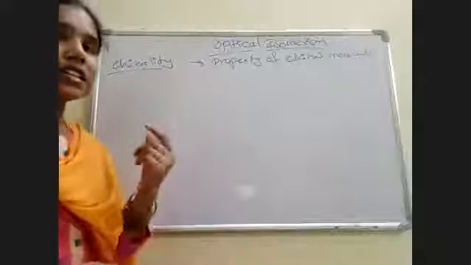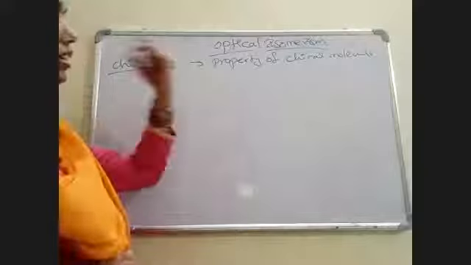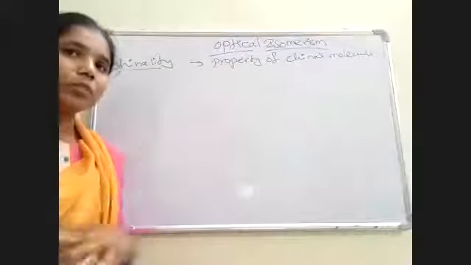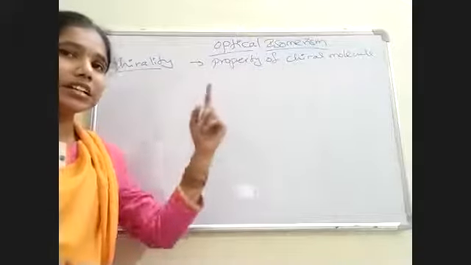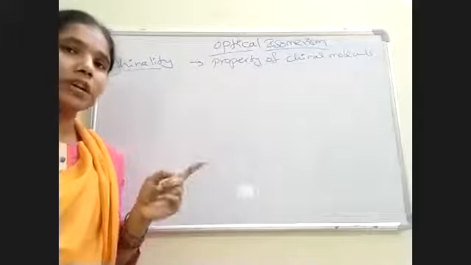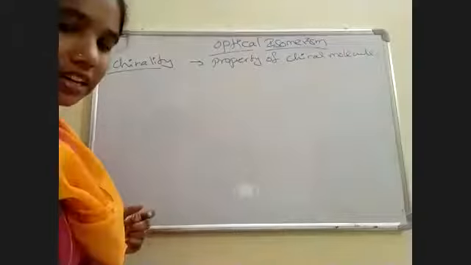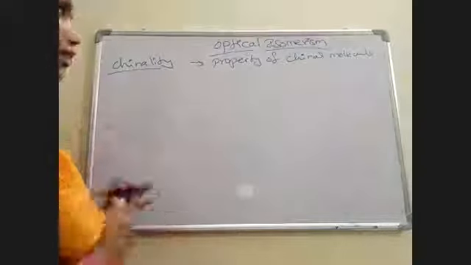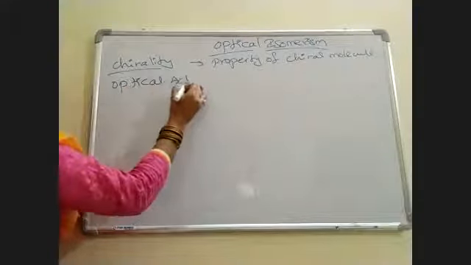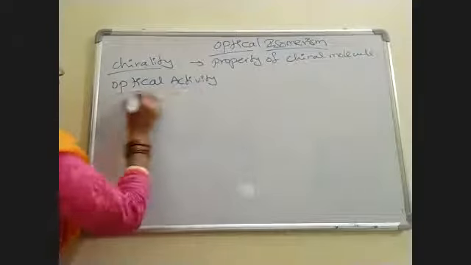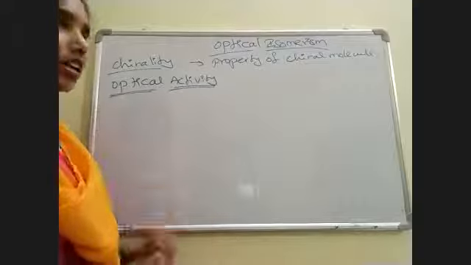So chirality is a sufficient condition for showing optical activity. It is a property of a chiral molecule, and a chiral molecule should possess one chiral center in it. A chiral center is an sp3 carbon atom having 4 different groups attached to it. Okay, so let us take what is optical activity. Optical activity means interaction with the light. Optical activity is the interaction of the light with the organic molecule.